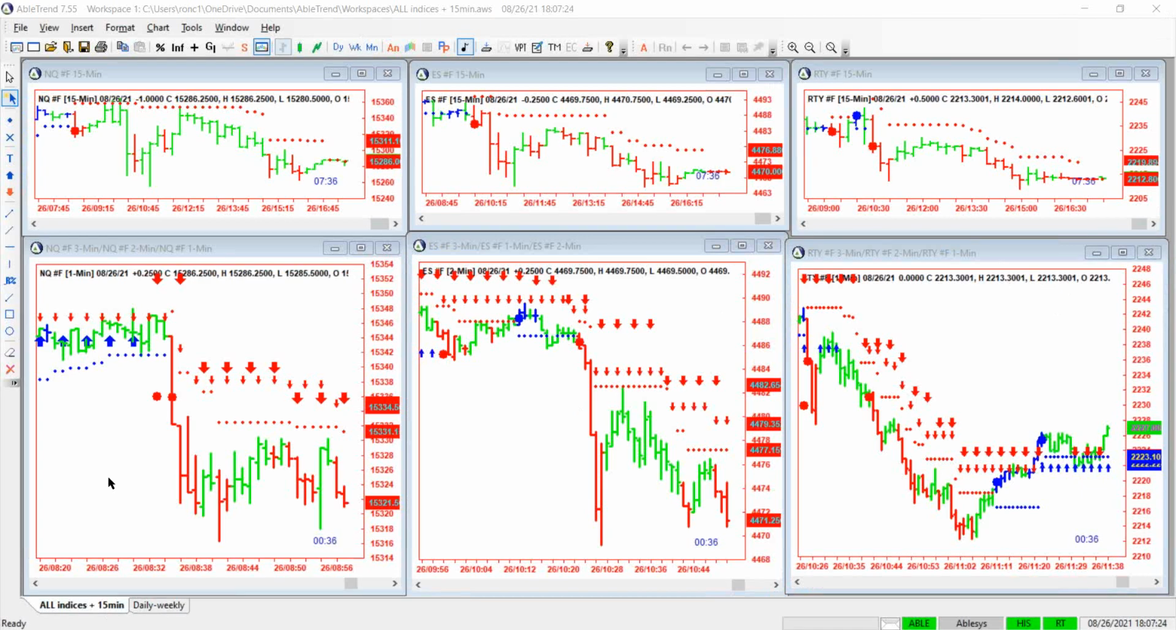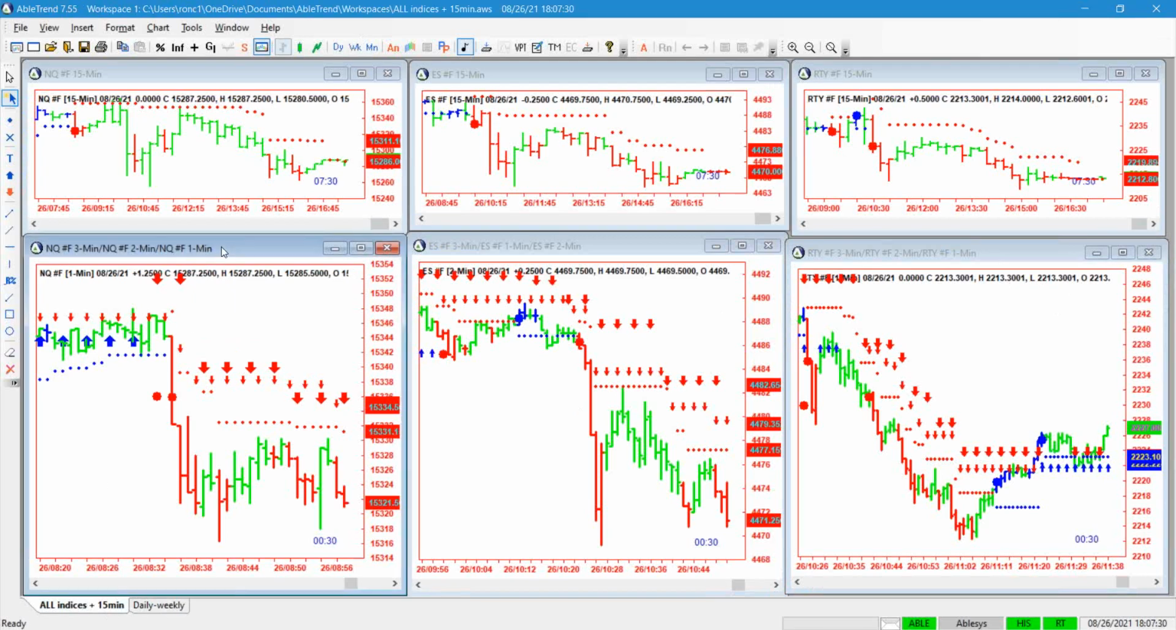Now, this is a suggested way to set up the intraday. Always use a 1 minute, 2 minute, 3 minute chart. Always. AbleTrend TS indicator only. I like the 15 minute to give me some guidance just for the longer term. Now, it's 15 times slower, but it's nice to see where the dots are.